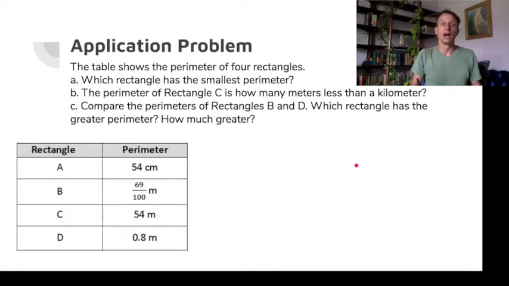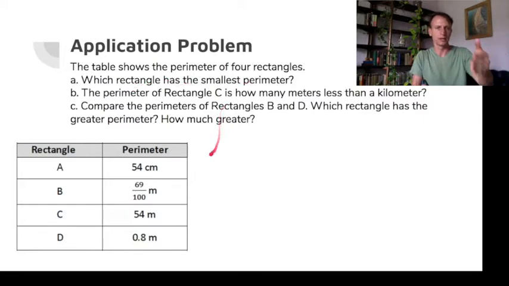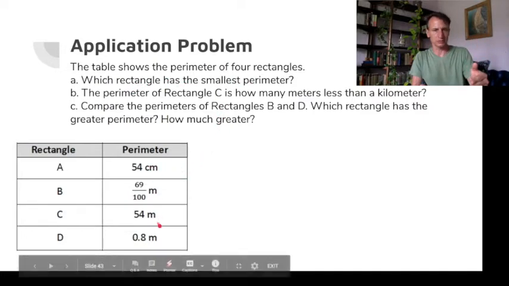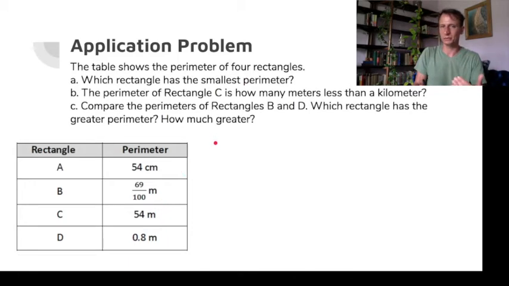Moving on. Oh, this is a doozy. All right, we can handle it though. We have the perimeters of 4 rectangles. Remember, perimeter, measuring around. How far is it around? So it's measured just in straight centimeters or meters. There's no squares. That's area, squarea. So we're just going to take one question at a time here. Okay, which rectangle has the smallest perimeter? All right, well, you see they're all in different forms, right? And so let's put them all in the same format so we can easily compare them and find which one is the smallest.